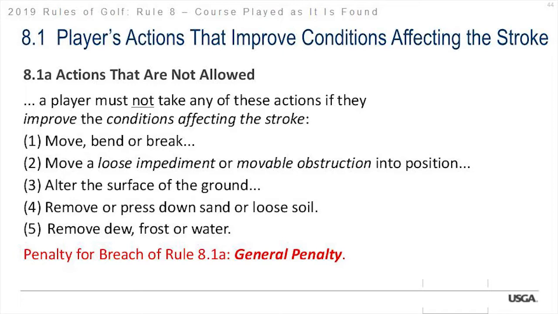Penalty for breach there is the general penalty. So you lose the hole in match play and get a 2-stroke penalty in stroke play. Any questions on any of those actions specifically? I'm explaining it that well, huh? That's good.